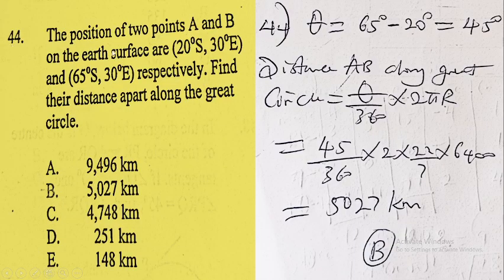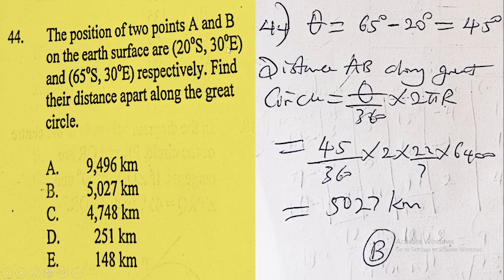Question number 44 is on latitude and longitude. The positions of two points A and B on the Earth's surface are 20 degrees south, 30 degrees east, and 65 degrees south, 30 degrees east respectively. Find their distance apart along the great circle. Of course, the distance between points A and B is along a great circle because they are on the same longitude, 30 degrees east. So we need to find the angular distance between these two points so that I can find the distance between them.